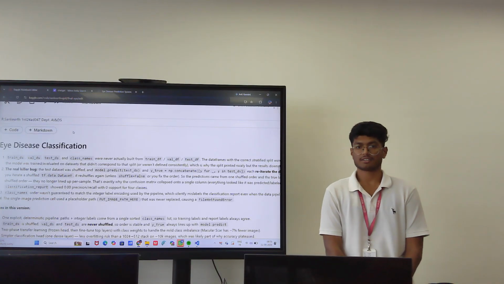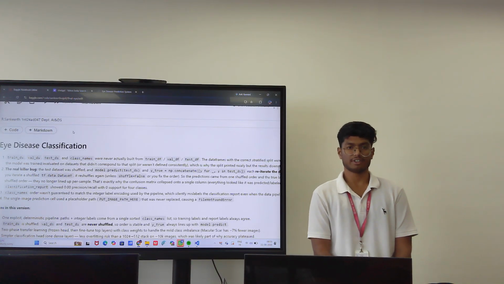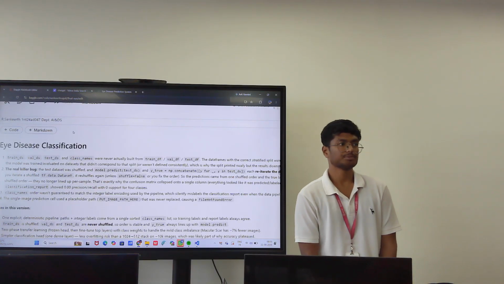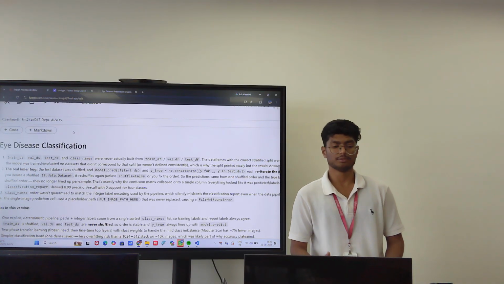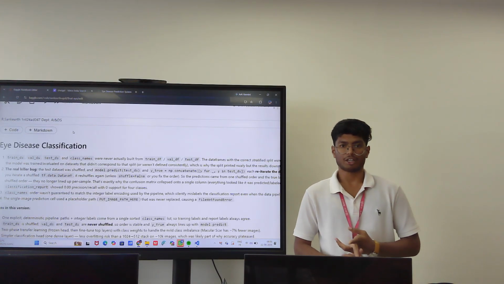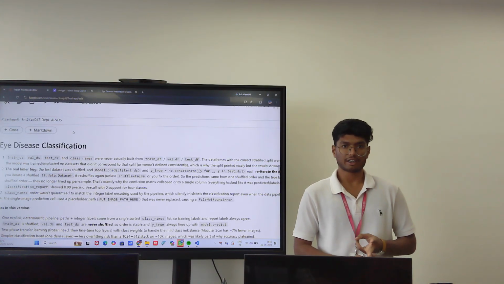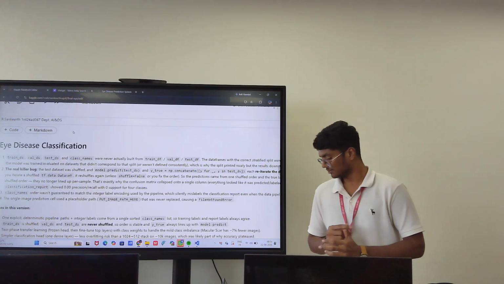My dataset consists of 10,307 images of various diseases, and my dataset is classified into 5 classes: myopia, macular scar, diabetic retinopathy, normal, and one more.